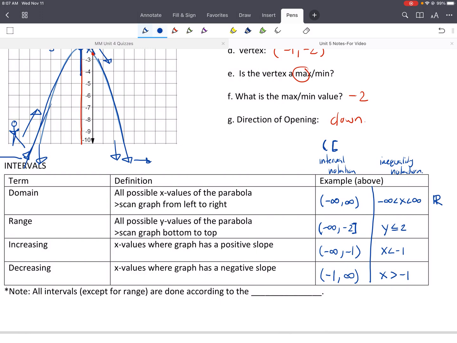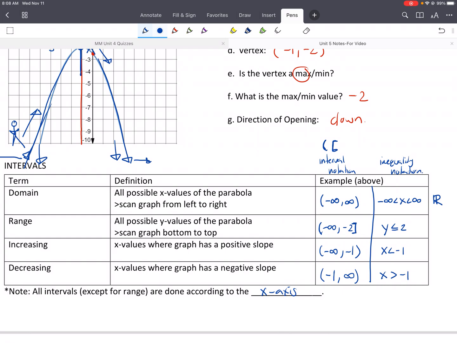Note that all of these intervals, except the range, are done according to the x-axis. If we look at all of these, especially the inequalities, all of them are using x's except for the range.